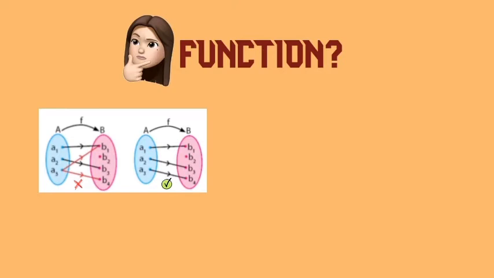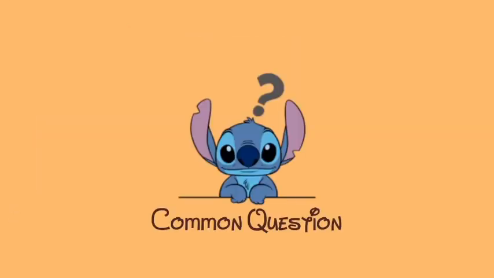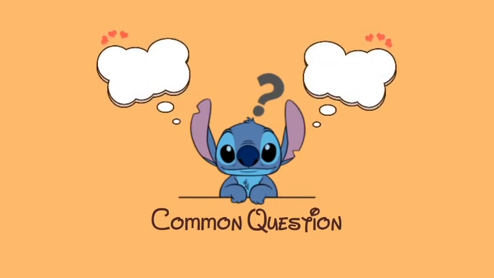Another definition of a function is a relation F in which each element of set A is mapped to only one element belonging to set B. Also, in a function, there cannot be two pairs with the same first element. Functions are generally represented as f of x. Today, we're going to learn about a common question about functions, that is, domain and range. So, let's move to the video.